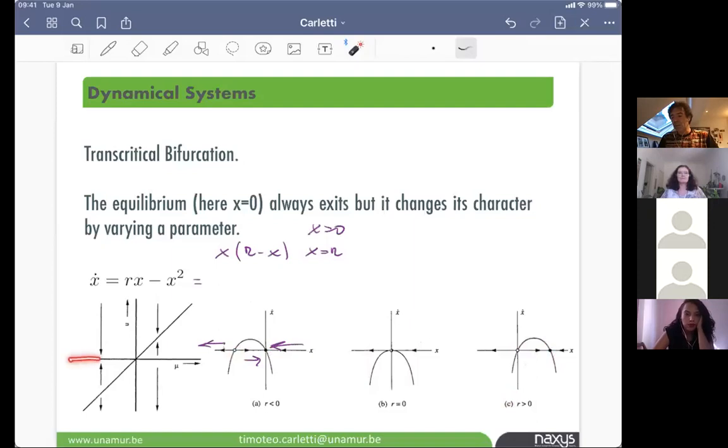You have one equilibrium here stable. Then if you continue, it becomes unstable, while the other one that was unstable becomes stable. So it's an exchange of stability between two equilibria, but they do exist all the time. So previously, you have two equilibria and then they disappear. Now you always have two equilibria. They just exchange the stability.